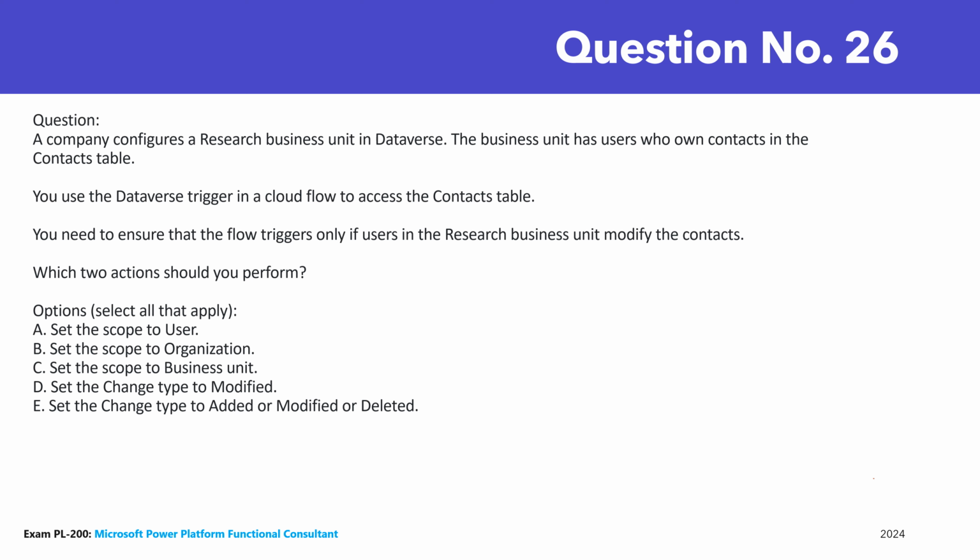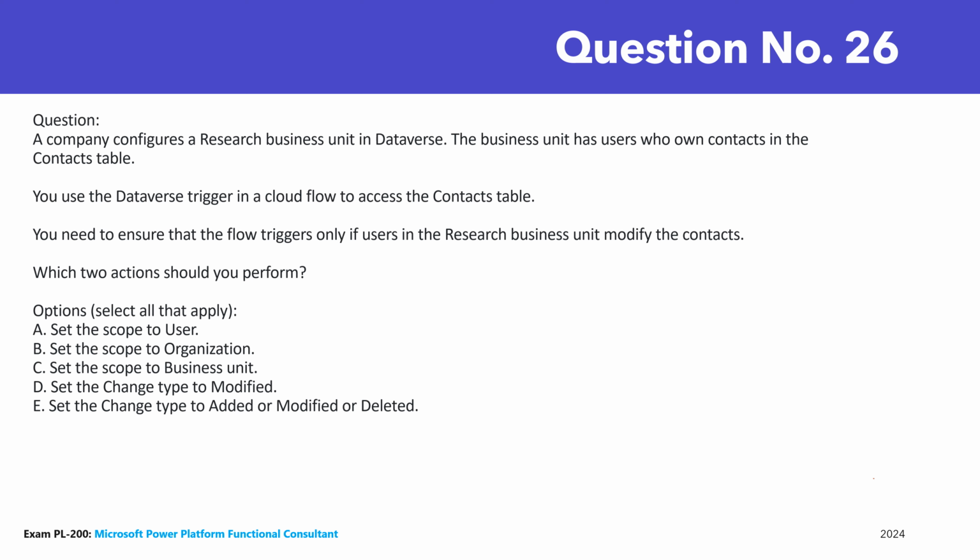Question: a company configures a research business unit in Dataverse. The business unit has users who own contacts in the contacts table. You use the Dataverse trigger in a cloud flow to access the contacts table. You need to ensure that the flow triggers only if users in the research business unit modify the contacts. Which two actions should you perform? Options: select all that apply.